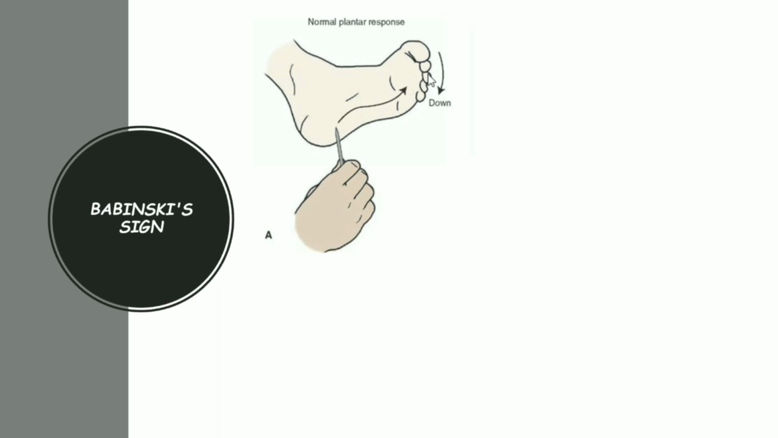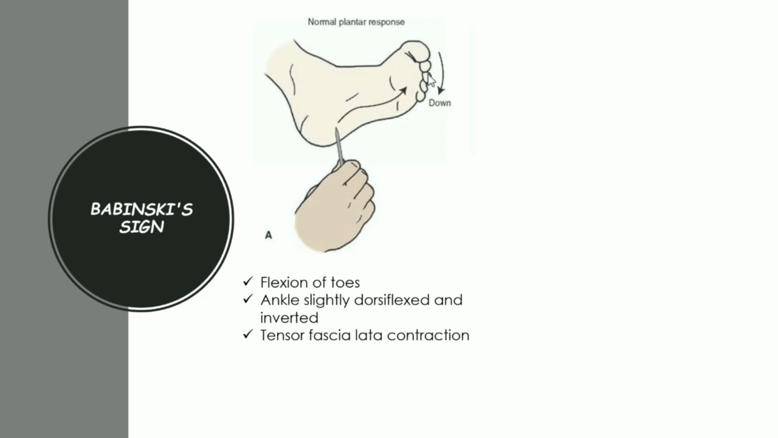The sole. Now, what is a normal response that is seen when we are stroking the lateral margin? We'll get flexion of toes. The ankle is slightly dorsiflexed and inverted. The tensor fascia lata is contracted and the adductors are contracted. So generally, most importantly, the toes are flexed. That is called a flexor plantar response, which is a normal plantar response seen in everyone.